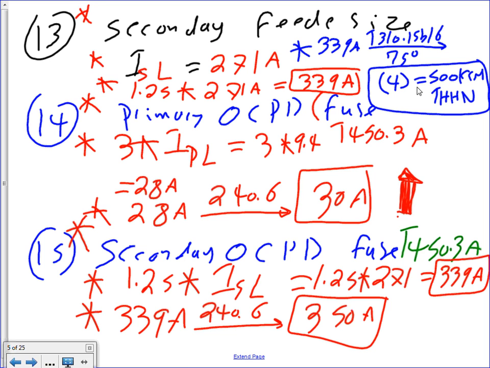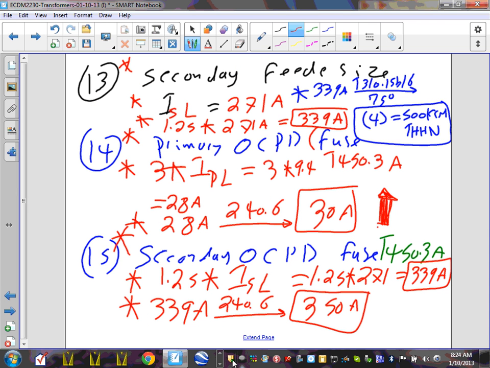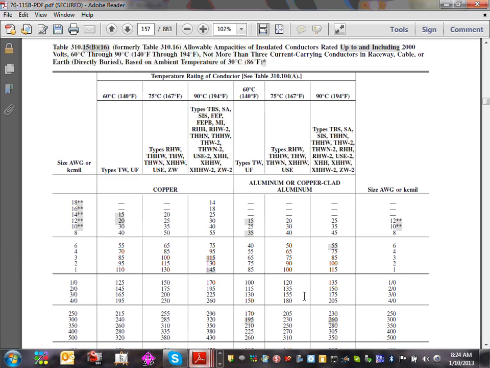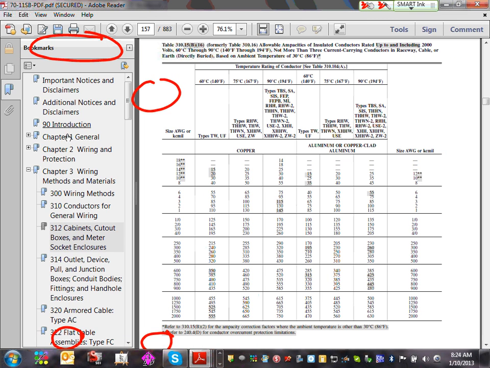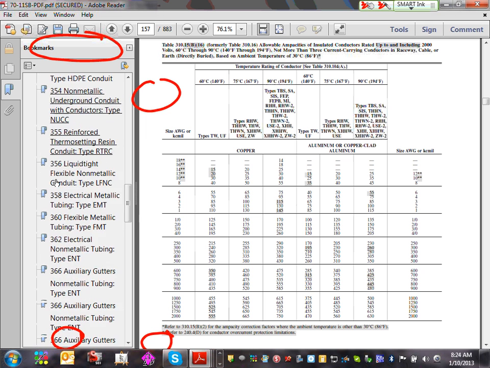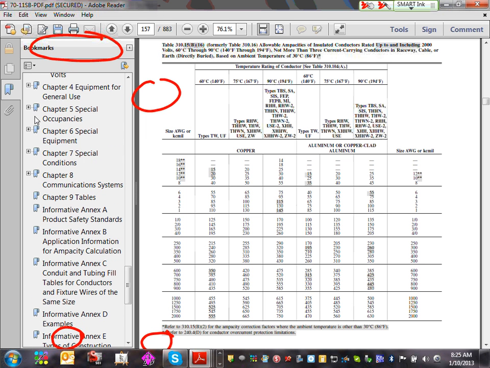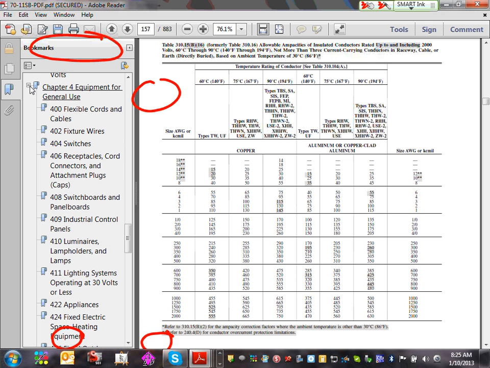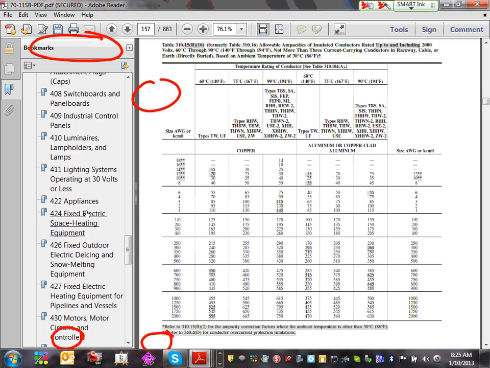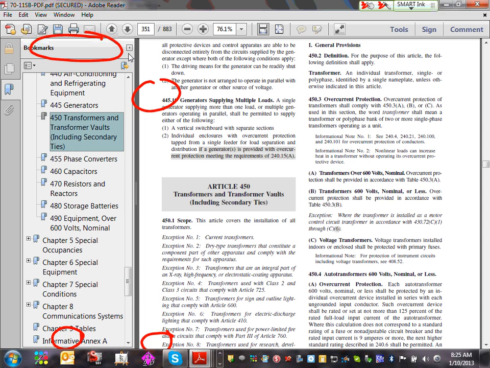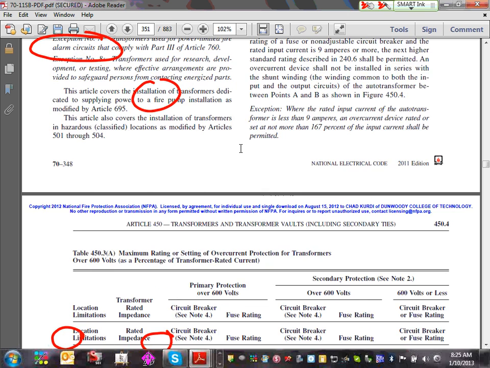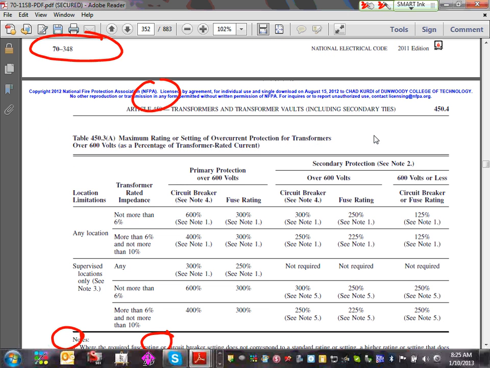Good point. Let's go there. Give me one second here. Let's go there and see why we used this table. Let's go to the transformer. 450. Okay. Let's go to the tables. The first thing, let me erase that one.